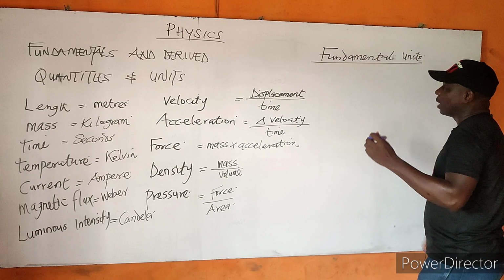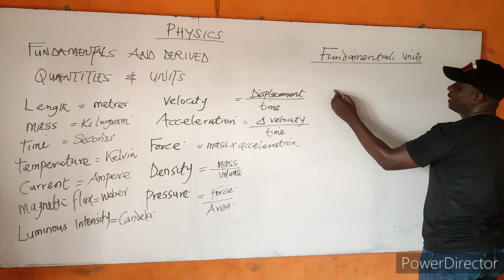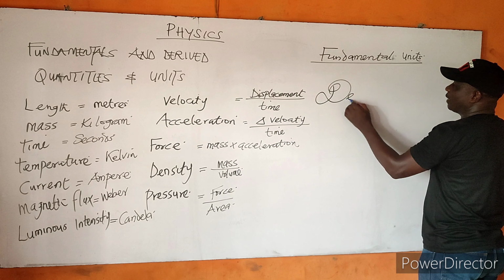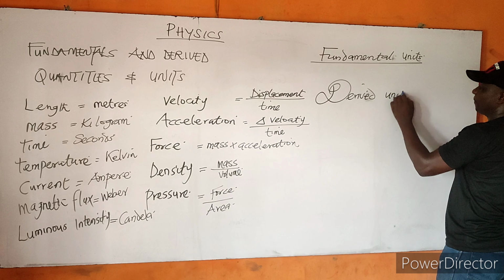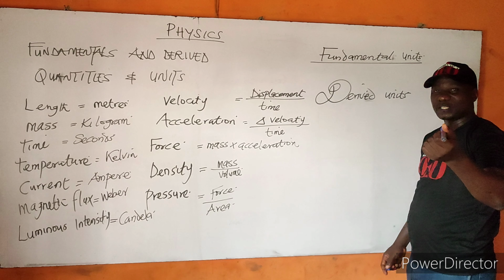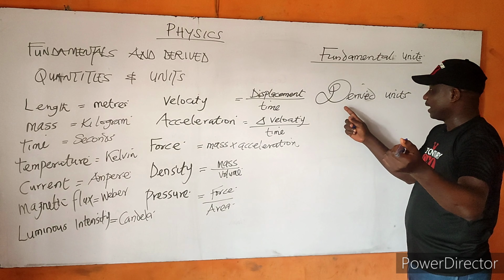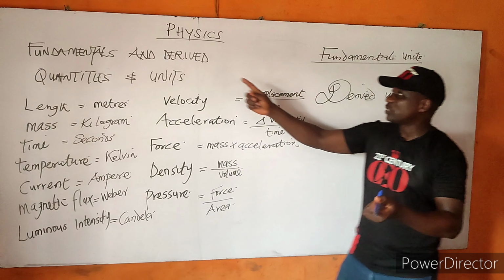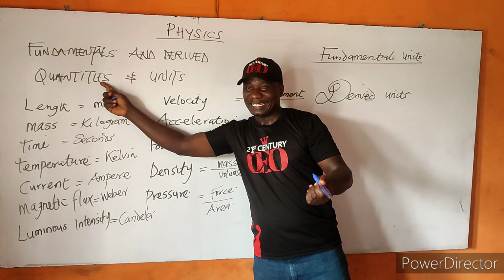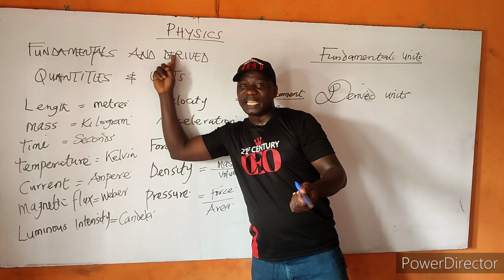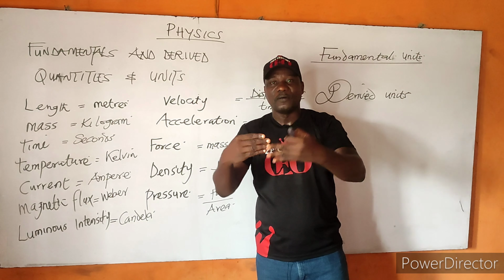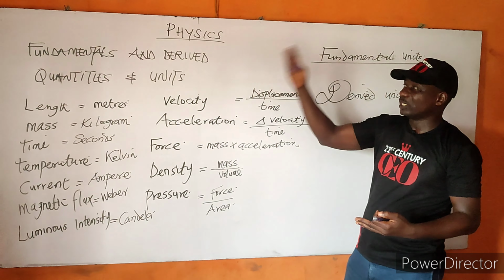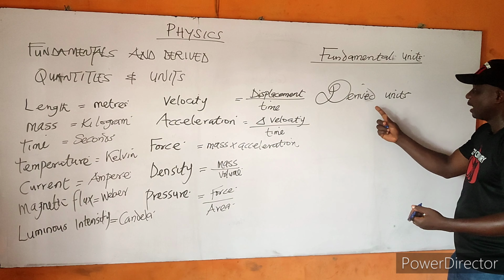Now, the other one that we want to have a look at is the derived units. My viewers at home, do not forget the word derived. Just as we said, derived quantities are the quantities that are obtained as a result of a combination of two or more fundamental quantities. Now we go to derived unit.